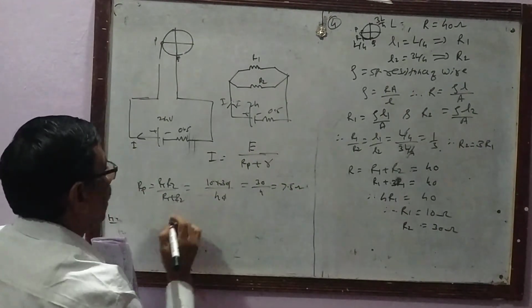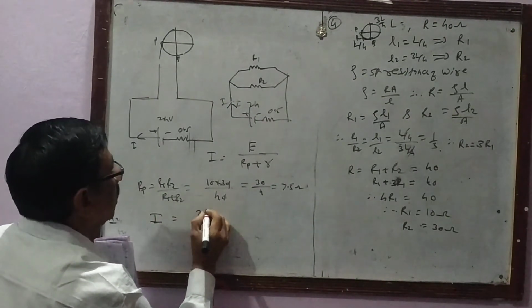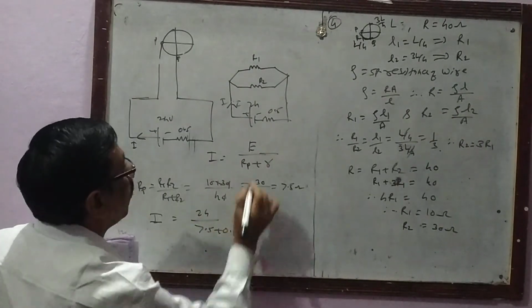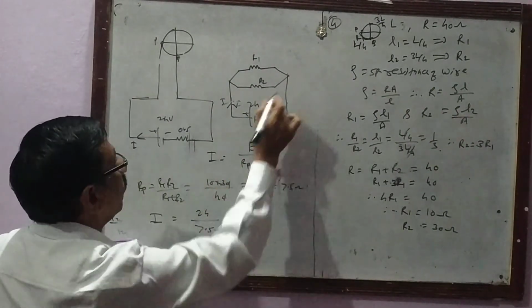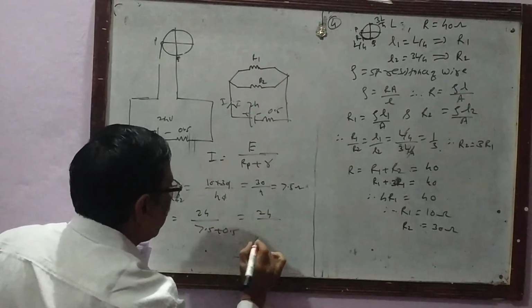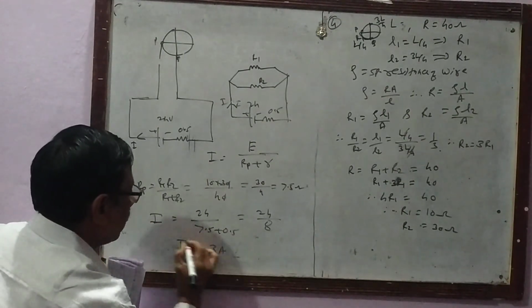This is the Rp, and the current I is equal to E, that is 24 volt, divided by 7.5 plus 0.5 internal resistance. The current flowing in the closed loop is 24 divided by 8, and finally I is equal to 3 ampere.